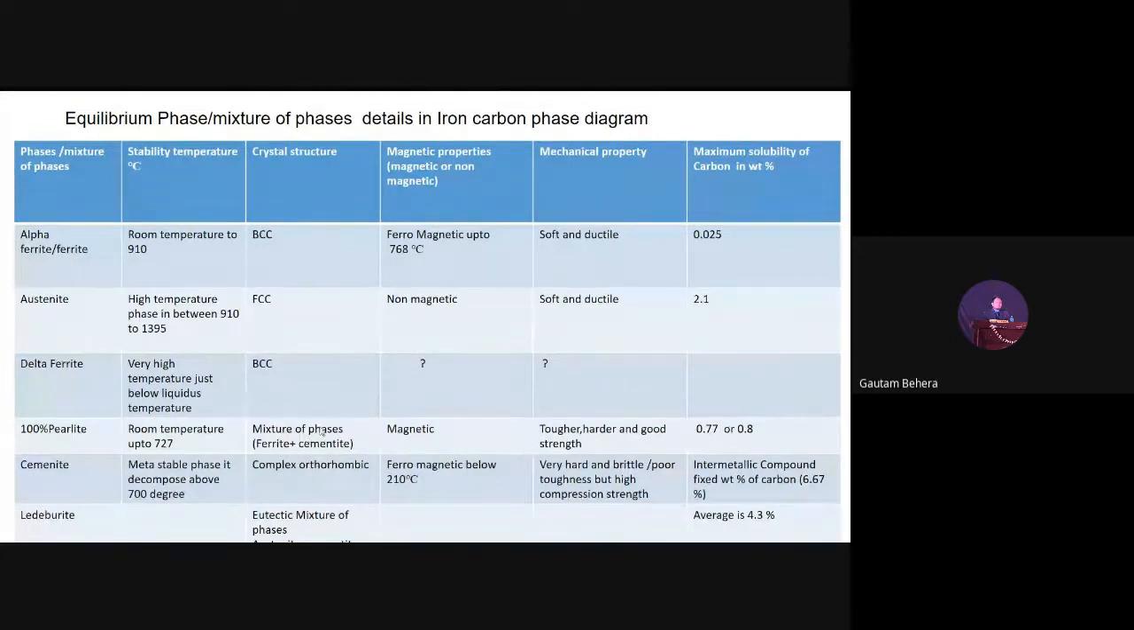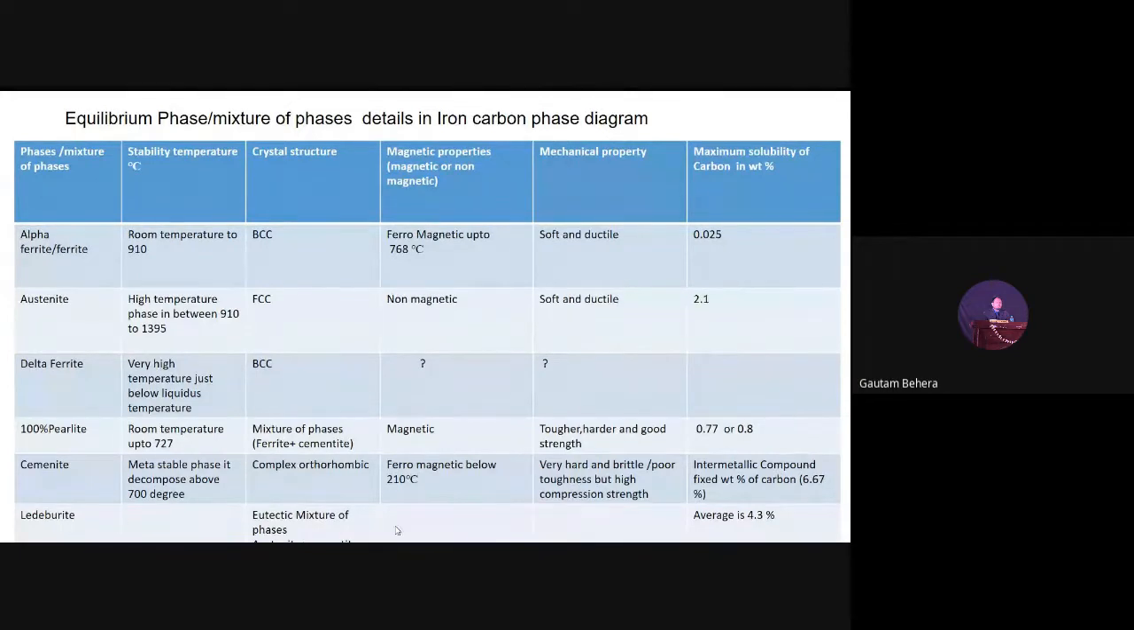And as I told you, it's a mixture of phases, ferrite and cementite. Cementite has a complex orthorhombic crystal structure, and is ferromagnetic below 210 degrees centigrade. But above 210, it is paramagnetic again. It is a very hard and brittle phase, with poor toughness, but high compression strength. Maybe in a later class, I will tell you how. It is basically an intermetallic phase. The carbon weight percentage is 6.67.